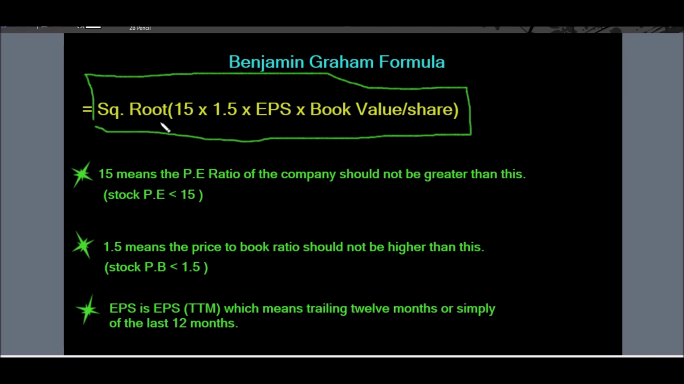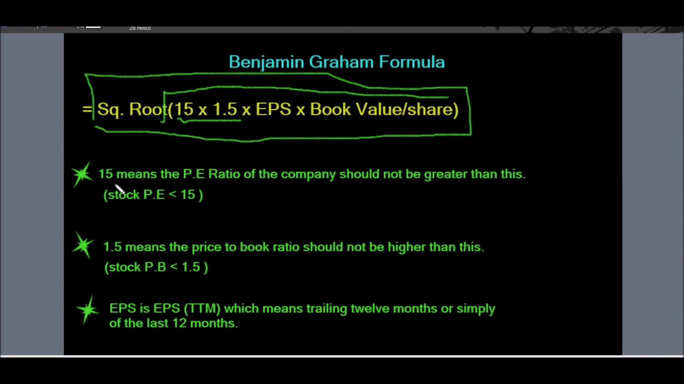You just need to calculate the square root of 15 multiplied by 1.5 multiplied by the earnings per share multiplied by the book value per share. 15 into 1.5 is also referred to as 22.5 in many formulas, so it is the same thing. Now coming to what exactly is the meaning of each of the things mentioned in the formula.